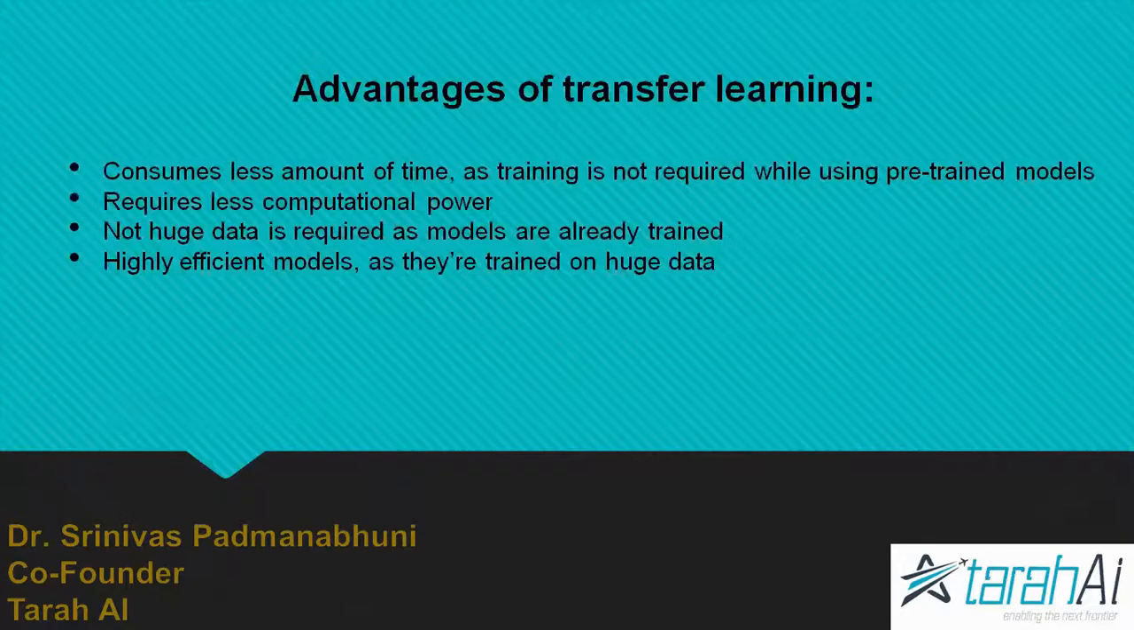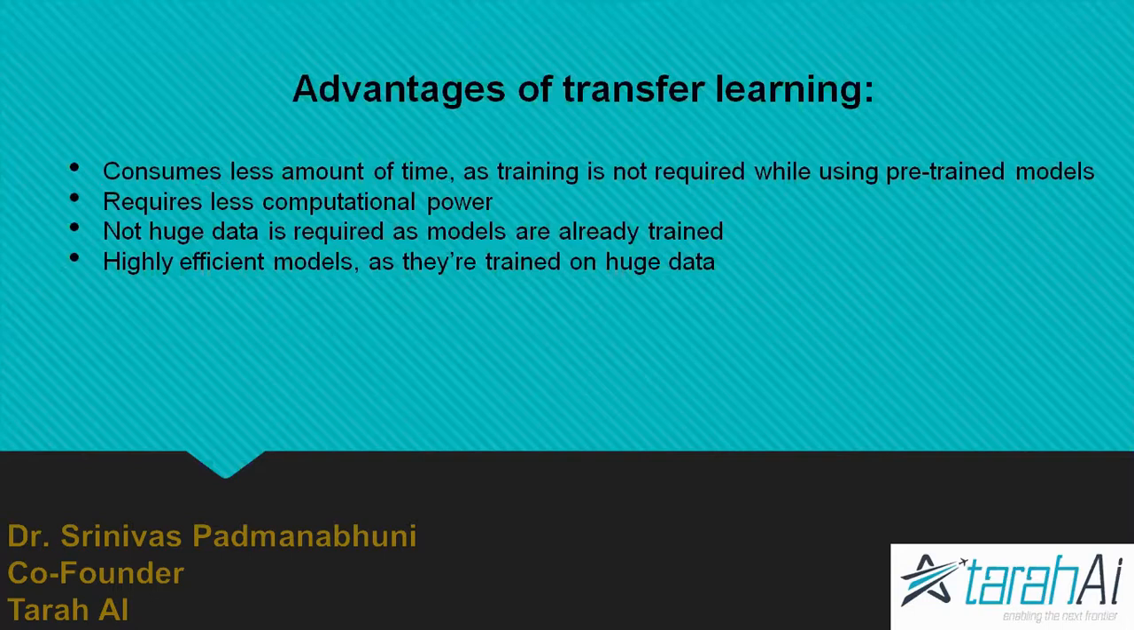So what are the advantages of transfer learning? As I said, you don't need huge amounts of data for newer domains. It consumes much less time, as training is not required for the entire large amount of new data. It's only the incremental new data for your domain which is required.